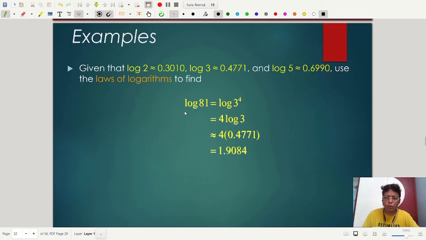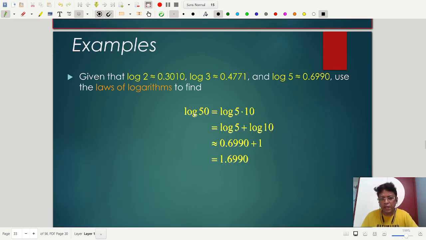More examples. Suppose I want to calculate log 81. So log 3 to the power 4. This is the power property of the laws. The power comes forward, 4 log 3, and that is approximately this. You know the values of log 3. So log 2, log 3, log 5, these three are the basic values actually.